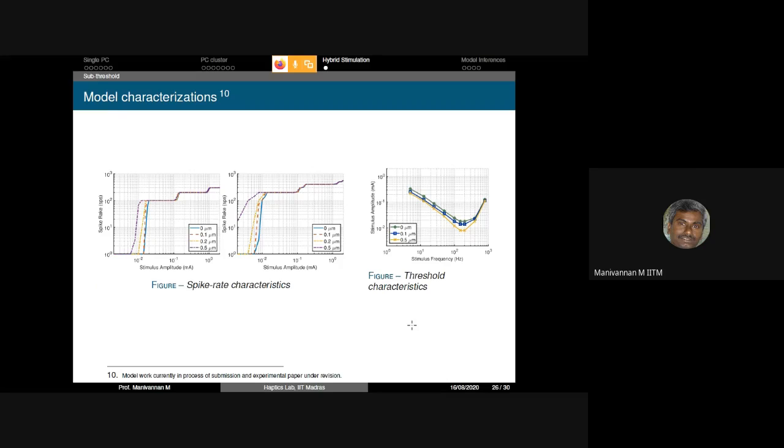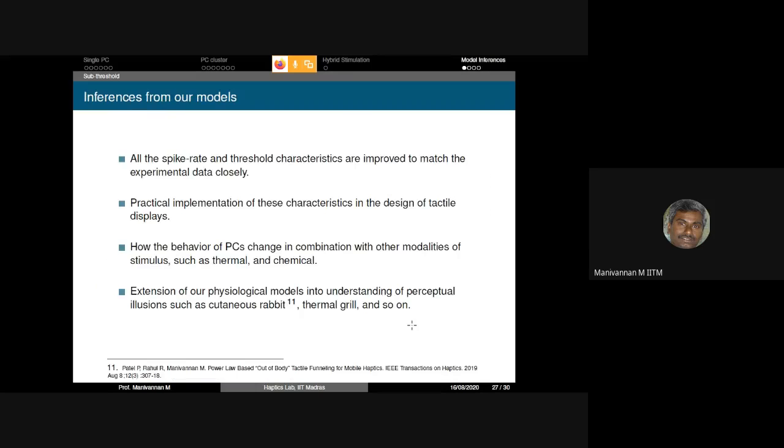So we could get some patents out of this, and then we did some demonstrations, and we are giving this technology to a Canadian company to put it in use along with their devices. The inferences from our models are like this. All the spike rate and threshold characteristics are improved to match the experimental data very closely, and we could predict some spike rate and threshold characteristics which are not there in the experiment. There is practical implementation of these characteristics in the design of tactile displays, both mechanical as well as electrical.